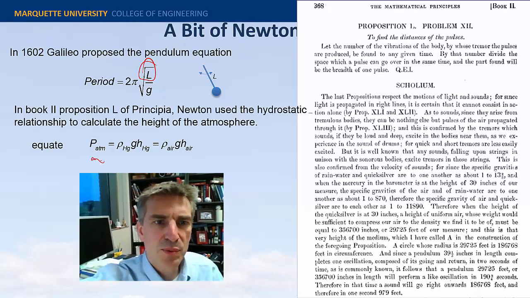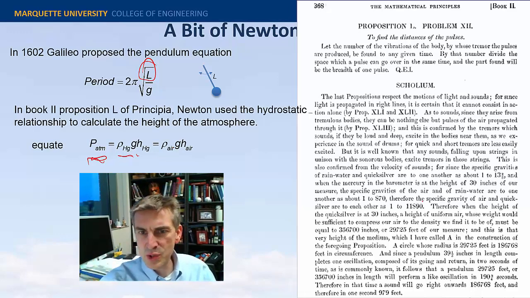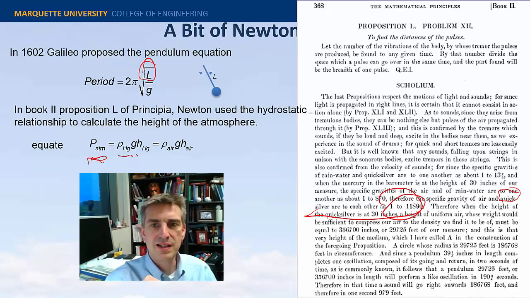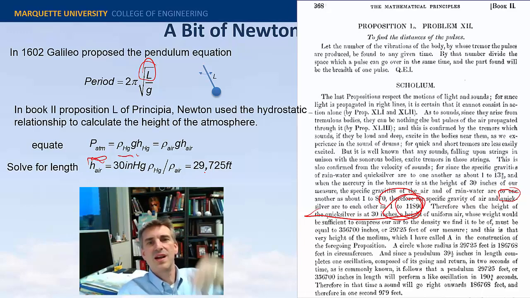hydrostatics. So the atmospheric pressure, which he measured with a mercury manometer, ρgh, is equal to the air pressure, ρgh. He equated those two, and if you read this, they called mercury quicksilver back then. He knew the ratio of specific gravity of mercury to air, 1,890 to 1. So he solved for that. 30 inches of mercury he measured as the atmospheric pressure, multiplied by that ratio, and he got that the Earth's atmosphere is 29,000 feet.